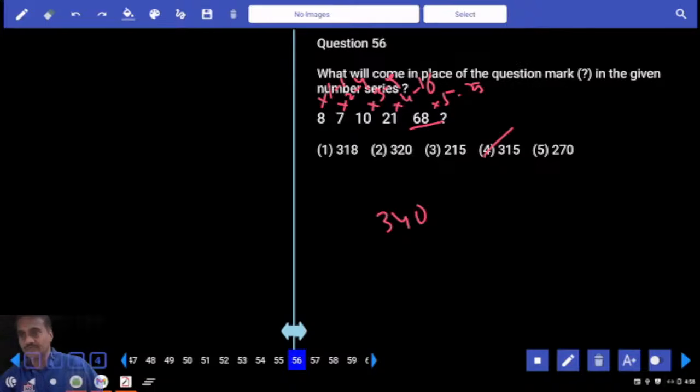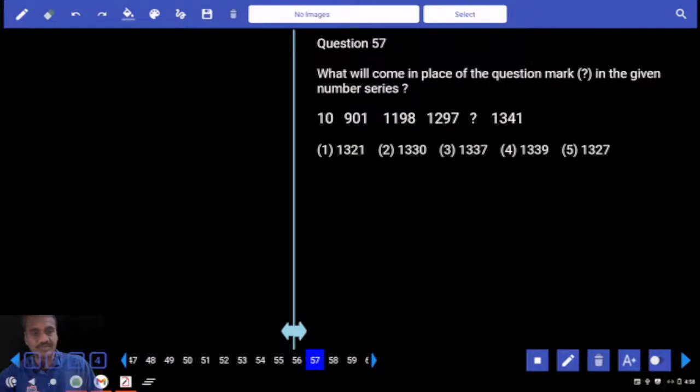Into 1 minus 1 square. Into 2 minus 2 square. Into 3 minus 3 square. Then 57. Now in this 57.